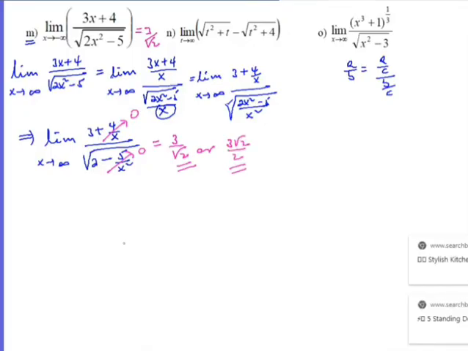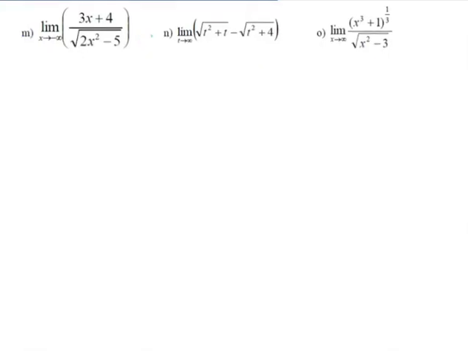So this is the answer for the m part. Now let's see the solution for the n part. In n we have the limit of radical t squared plus t minus radical t squared plus 4 as t approaches infinity. Now let us rewrite this in some other form.